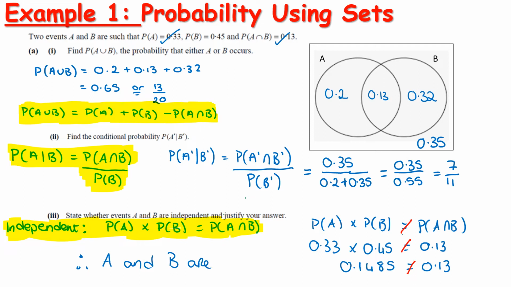And the justification is our sum there on the right. Are not independent. Okay.